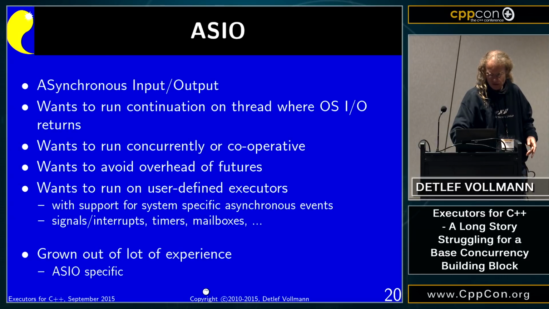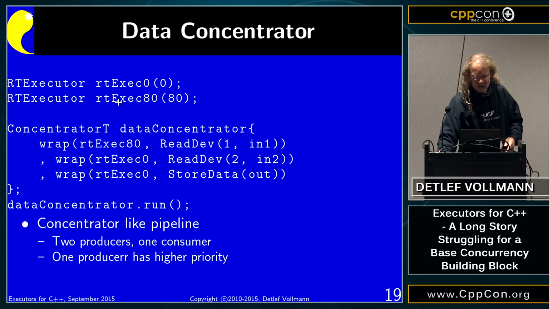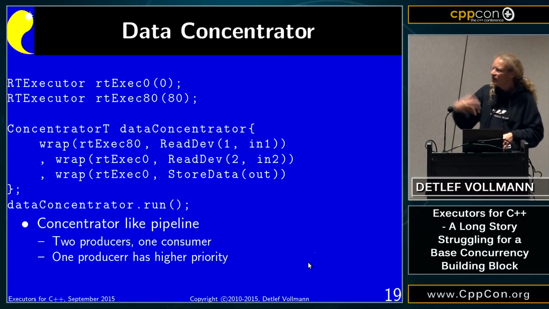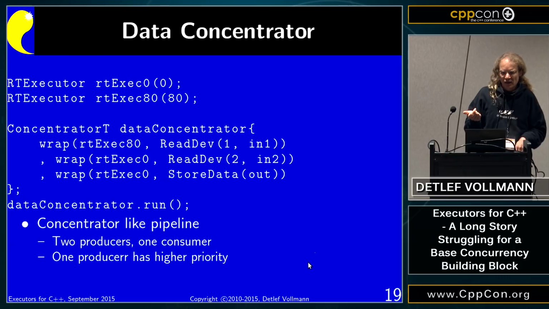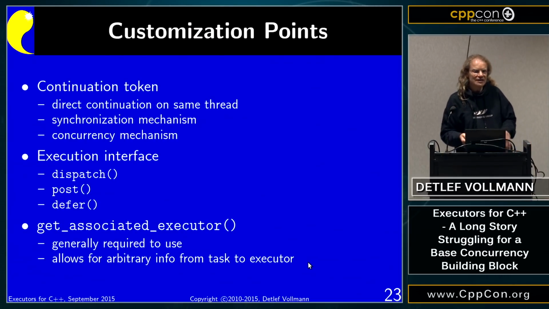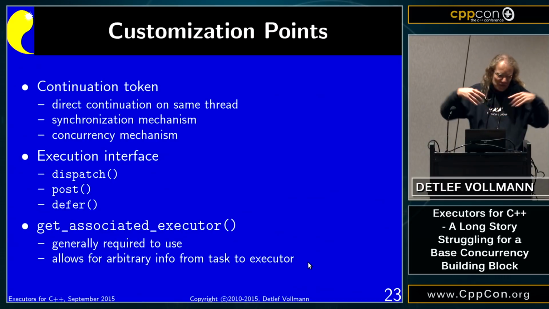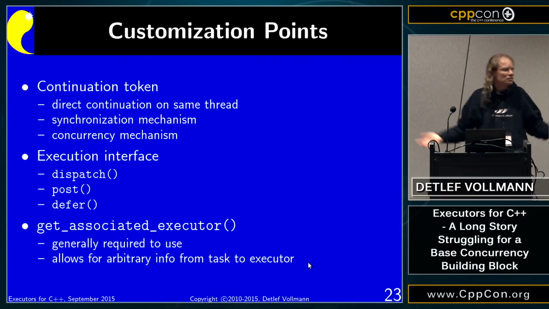So if we come back to my proposal here, what you see is I have a different object here, an object that has just a different priority. So I have two different executors here. Those are just lightweight handles on the same execution context, and one has normal priority and one has a pretty high priority. So this interface with the associated executor in general allows for providing any info from the application to the executor, without my data concentrator needing to know anything about that.